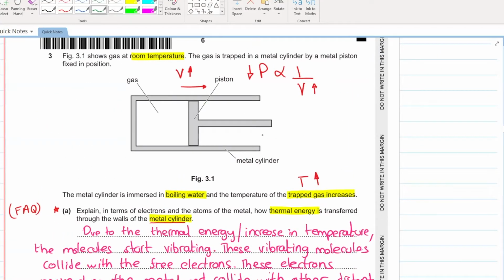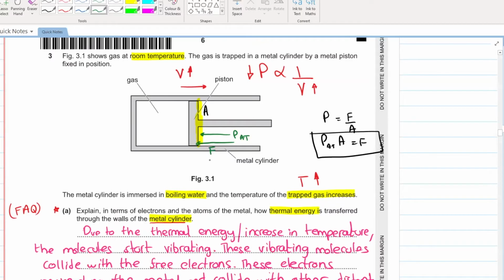You all can visualize that there will be atmospheric pressure acting from the outside. And if atmospheric pressure is acting from the outside on this piston, this is the area of the piston, and let's say this is A. Can I calculate the force here? I know pressure is equal to force over area. Pressure atmospheric into area is equal to your force. So this green force that is due to the atmospheric pressure will be acting towards the left.